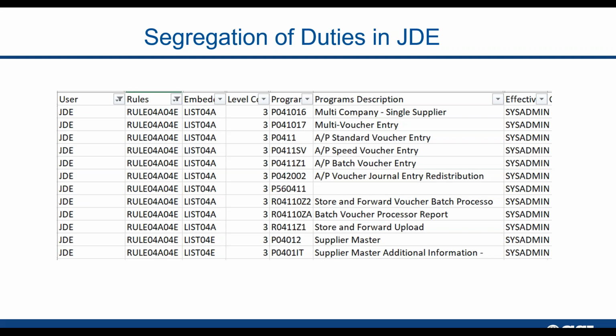So that would tell you, all right, this user has these two roles assigned, and that is what is causing the violation of rule 04A, 04E. At that point, you have the option to remove one of those roles from the user, and that will take away the violation for this rule. The user would no longer show up on an SOD report if you were to remove one of the roles.